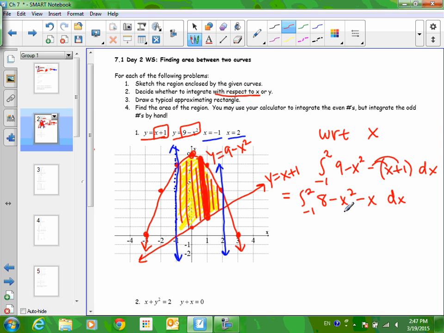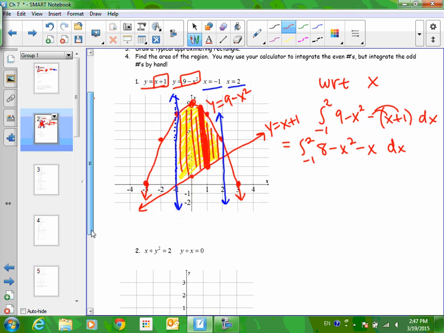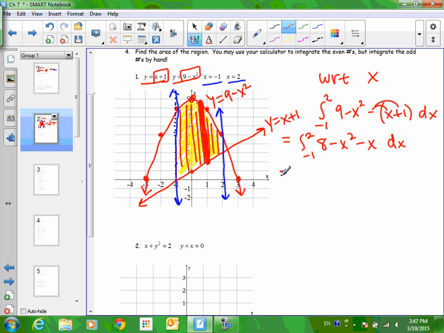Okay, on the evens, we're going to get to use the calculator for that. But on the odds, we need to be able to do this by hand because not every problem do we get to use a calculator. So what is the antiderivative of 8? 8x. What's the antiderivative of x squared? 1/3 x cubed.